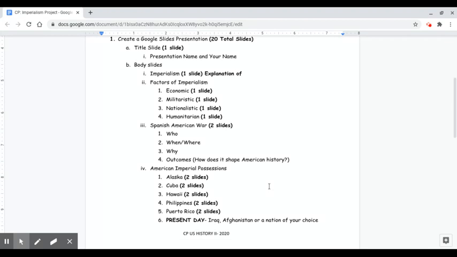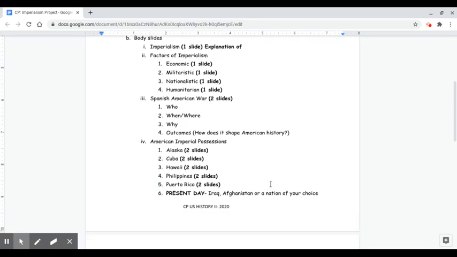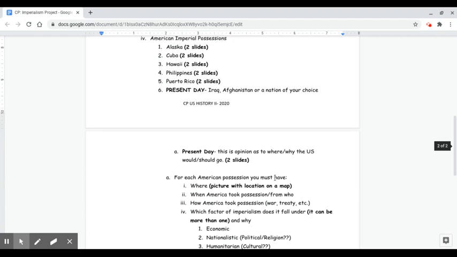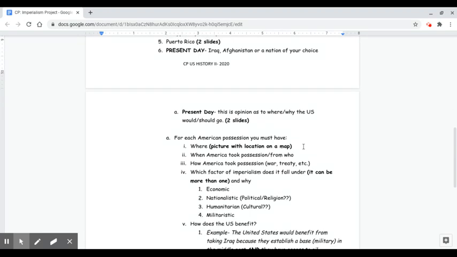What are you expected to have in each of those slides? Let's scroll down. For each of those, we want a picture and its location on a map. So you could put a picture of Puerto Rico. Maybe you put a picture of the beach. It doesn't matter. Preferably your picture is relevant and its location on a map.